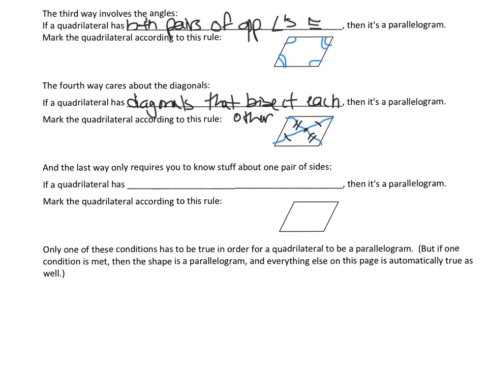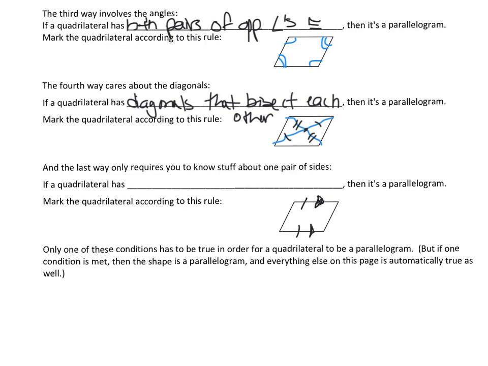Okay, our very last one down here, our very last property, you have to know something about one pair of sides. So if a quadrilateral has one pair of sides that is both parallel and congruent, then it's a parallelogram. So what does that look like? Well, let's say I have, here is my, oh my goodness, that looks awful. Let's try this again. Okay, so if I have my parallel sides, I know that these two sides here are parallel. And I also know that those are congruent.